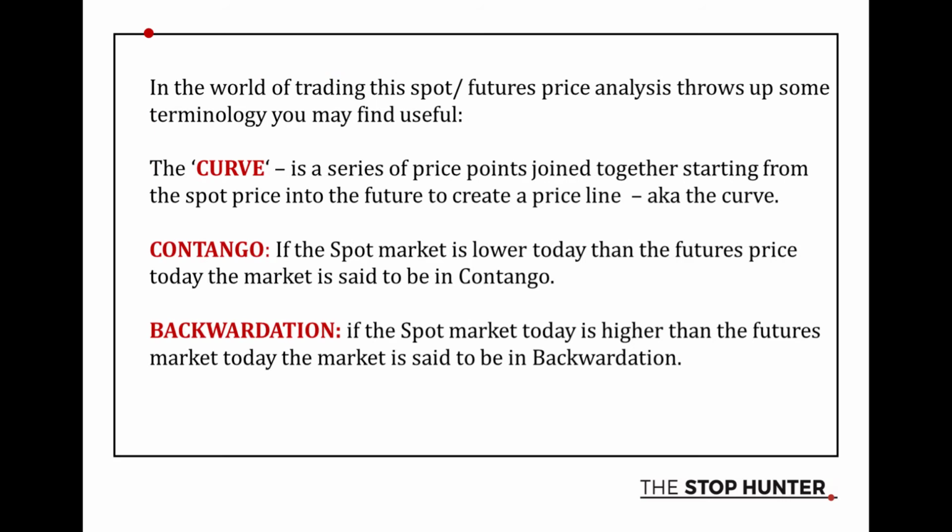So let's get the terminology around this part sorted. We now know that a curve is a series of price points, future price points, joined together starting from the spot price into the future to create that price line, and we know that as the curve. Now contango, that's if the spot price today is lower than the futures price today, and the market is then said to be in contango, and vice versa. Backwardation, if the spot market is higher than the futures market today, then it's said to be in backwardation.